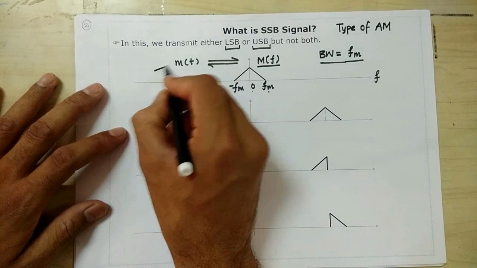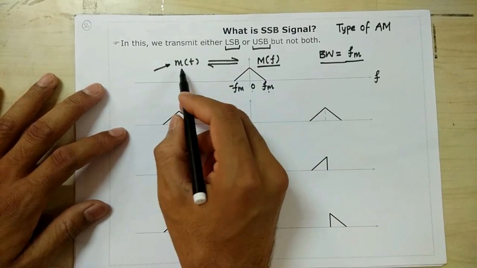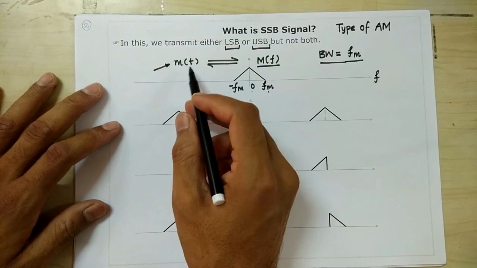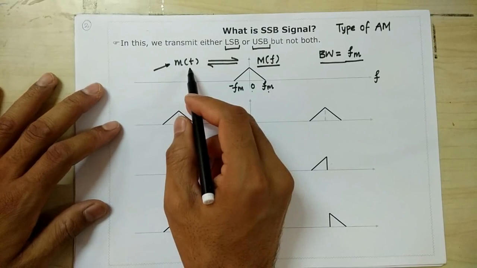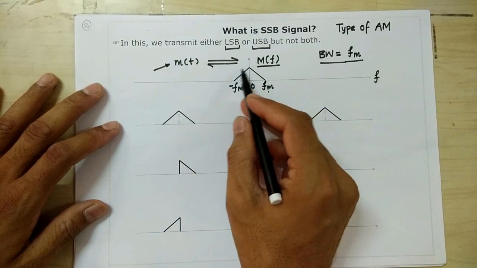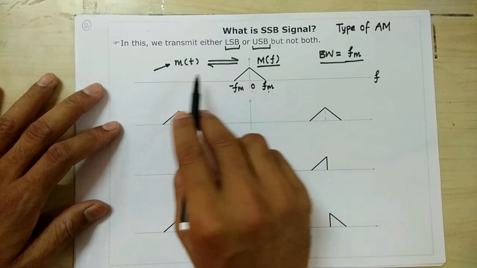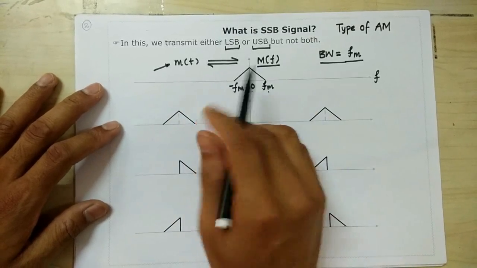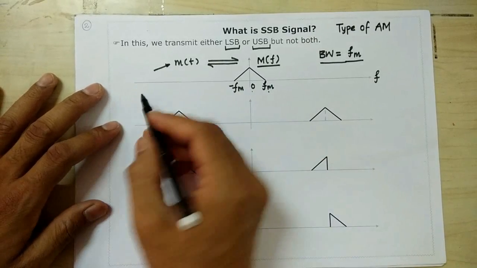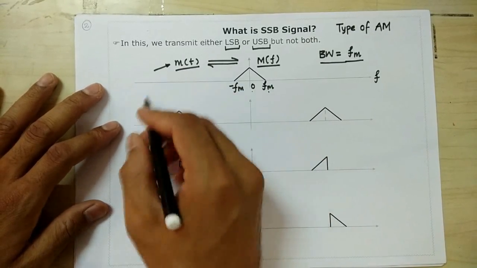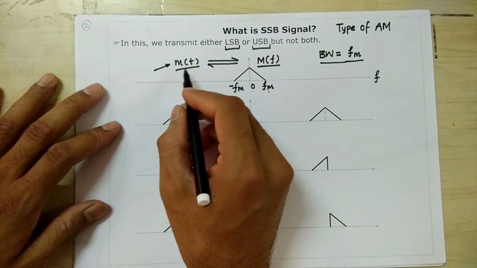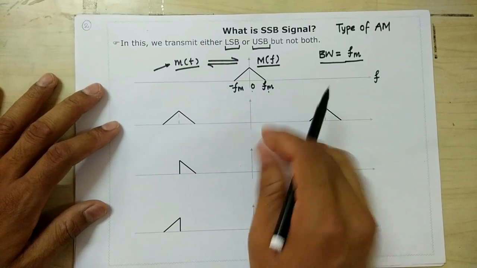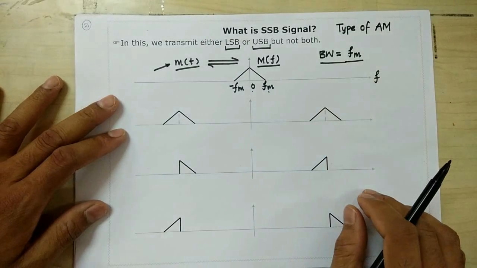Please note that this is in general my message signal. As a special case, we take m(t) as a sinusoid signal. In that case, the spectrum is not going to be like this. We will see that later. So m(t) in general is a message signal which is non-sinusoid, so it can have a spectrum like this, whose highest frequency is fm, so the bandwidth is fm.